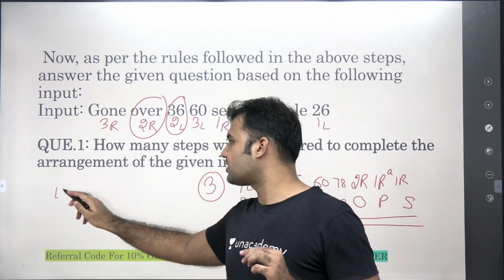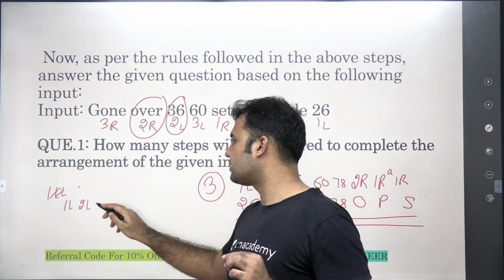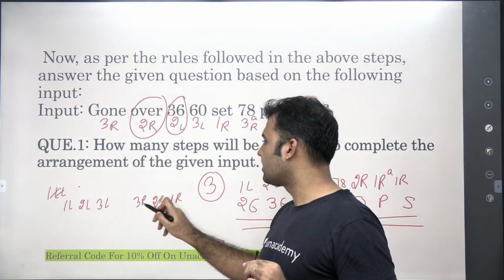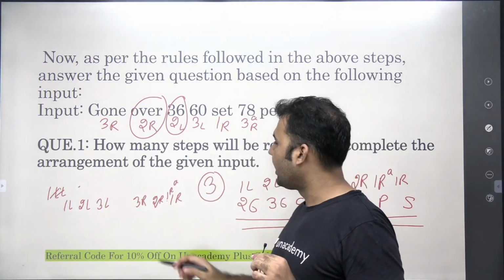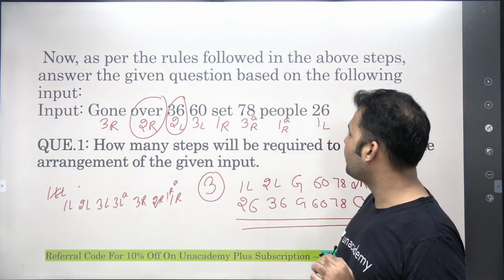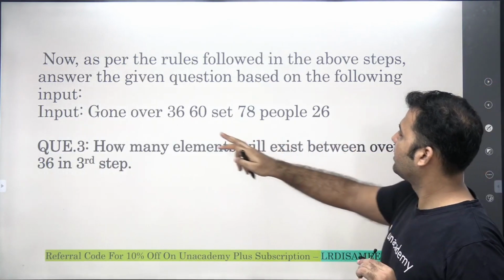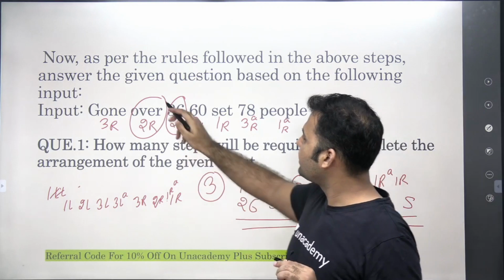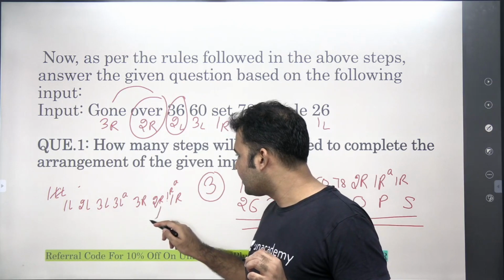Now, you tell me guys, in the third step, you have 1L here, 2L here, 3L here, right? 1R here, 2R here, 3R here, right? And if there is an automatic filling, that will be 1R automatic filled here, and after that there will be 3L automatic filling. Now what I'm supposed to tell is, in the third step, how many elements are there between over and 36.